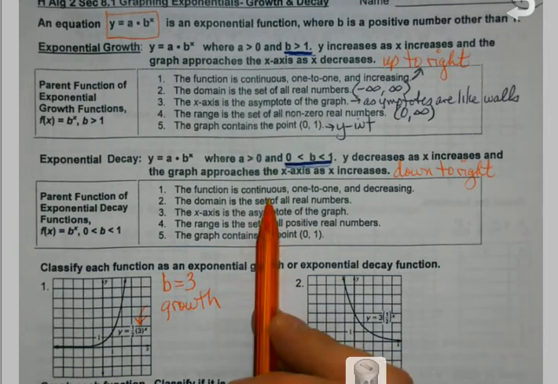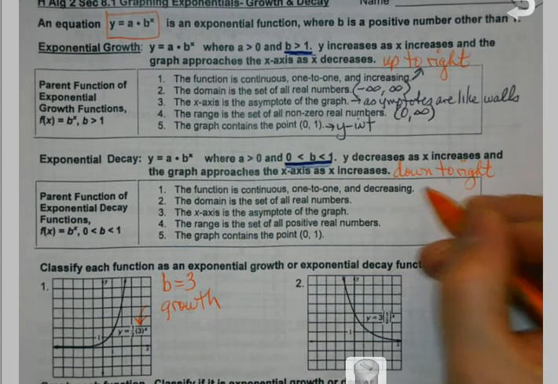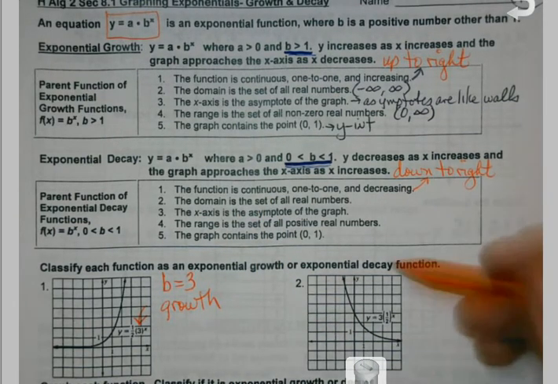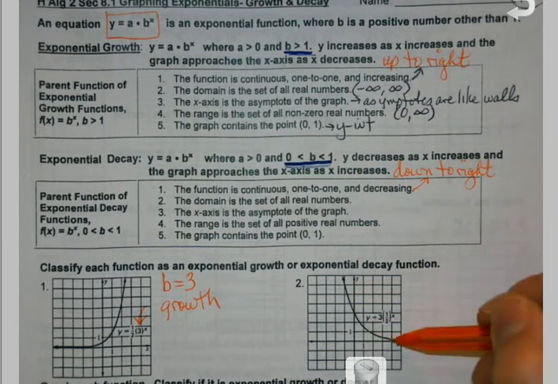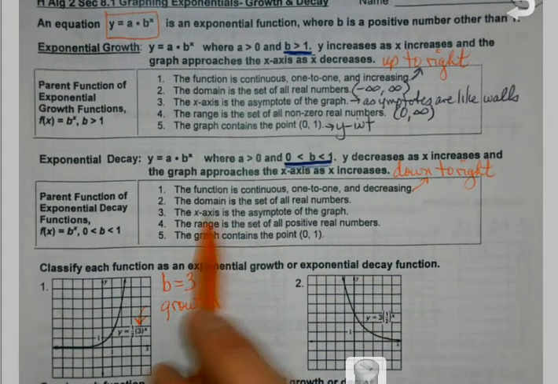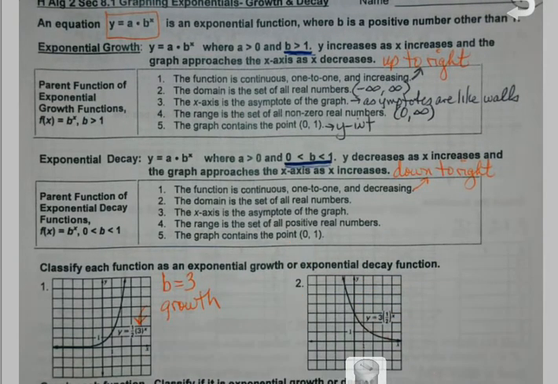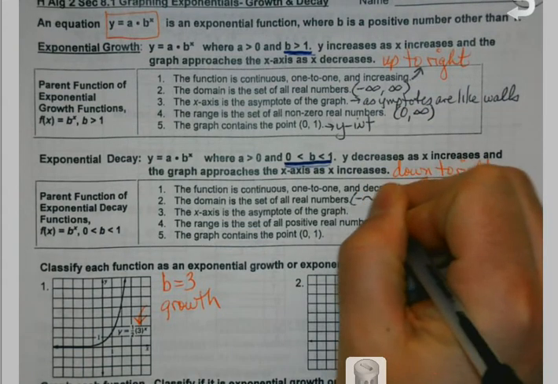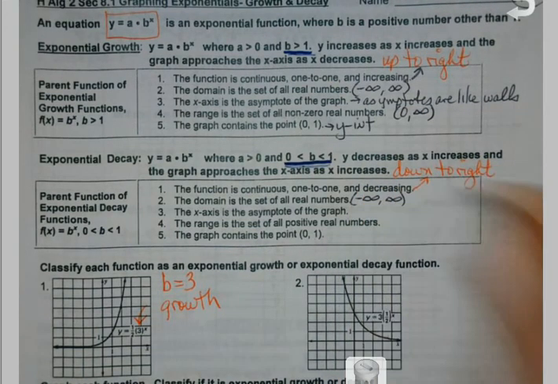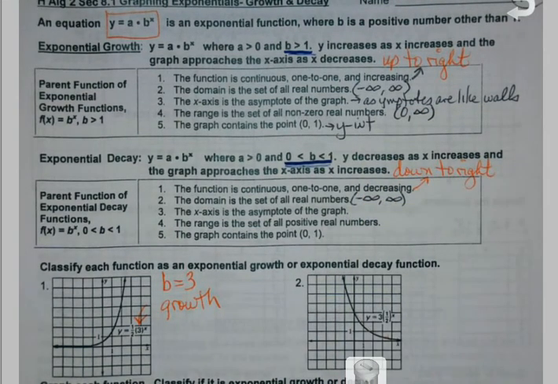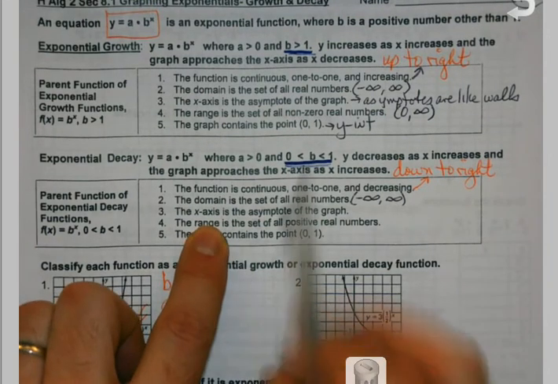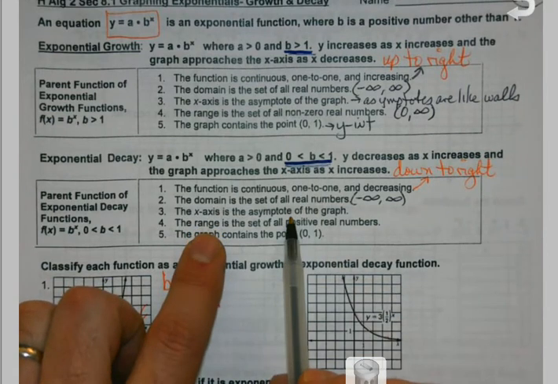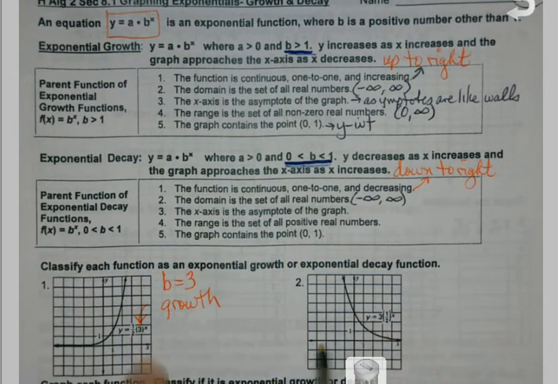The function is continuous, 1-to-1 and decreasing. Again, that's what we mean when it's down to the right. It's getting less and less in value. The domain is still the set of all real numbers. So it's still negative infinity to infinity. So you're like, is it that for every one of these domains? Yes. The x-axis is still the asymptote of the graph. So my wall is still stopping at the x-axis.